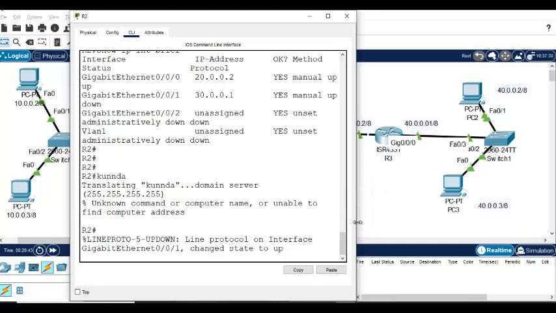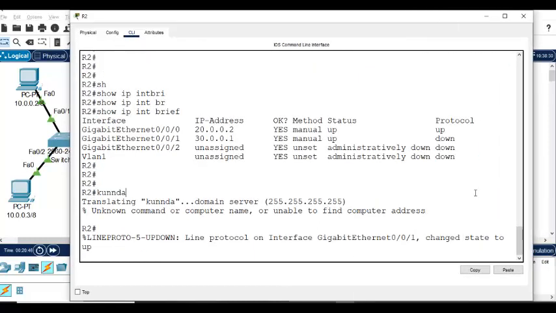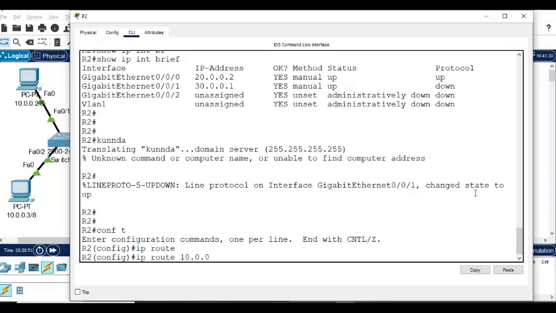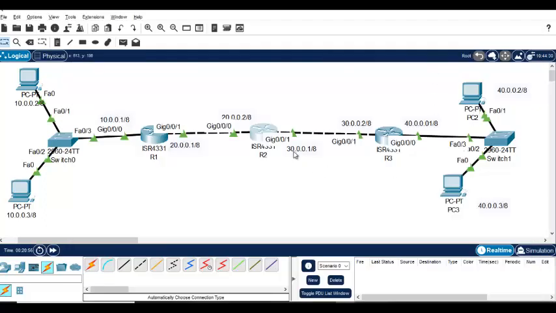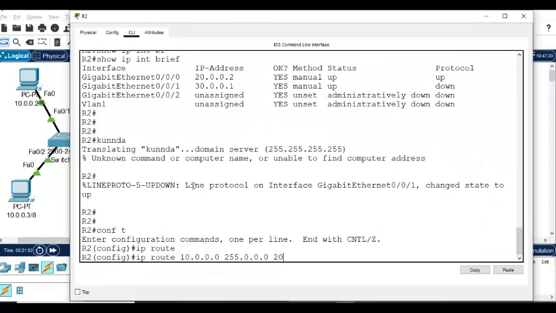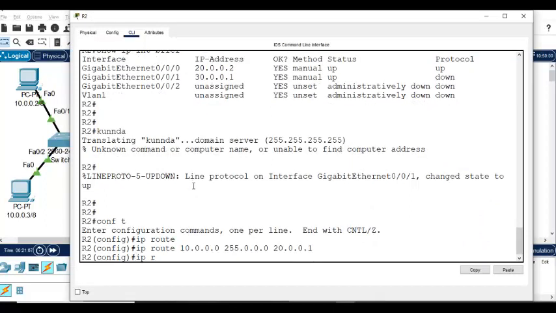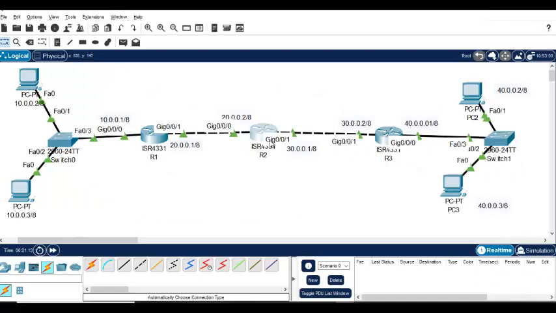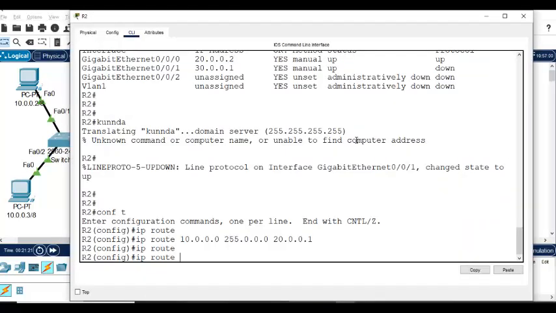IP route. 40 also I do not know. So router 2 does not know about 40. If I want to go to 40, I have to send it to router 3, which is 30002. For network 40, if you want to send any traffic, send it to 30002. Is this clear, Prem? Now let's check the routing table. Show IP route. You see, one static route is for 10, another static route is for 40. See, it arranges automatically according to the number order.